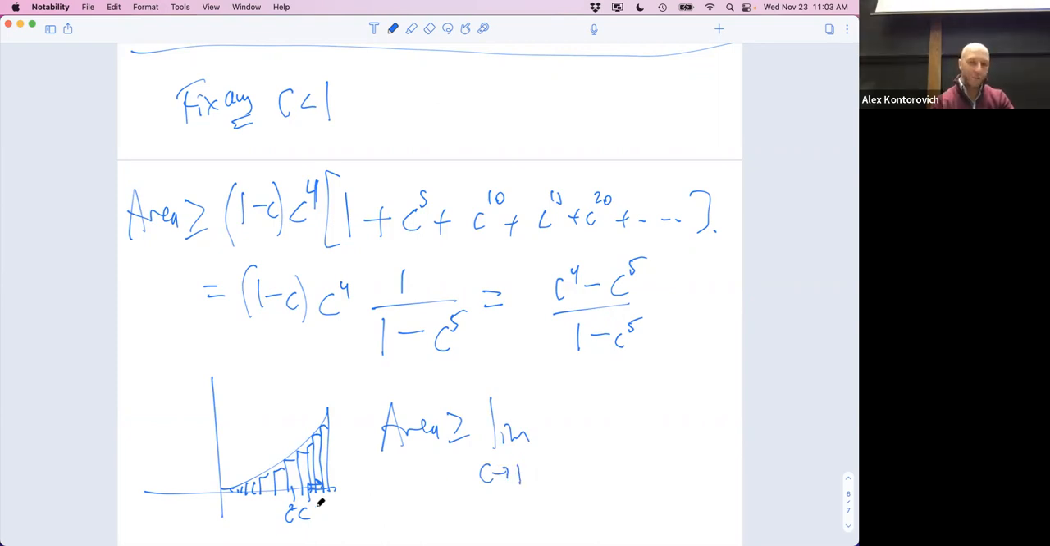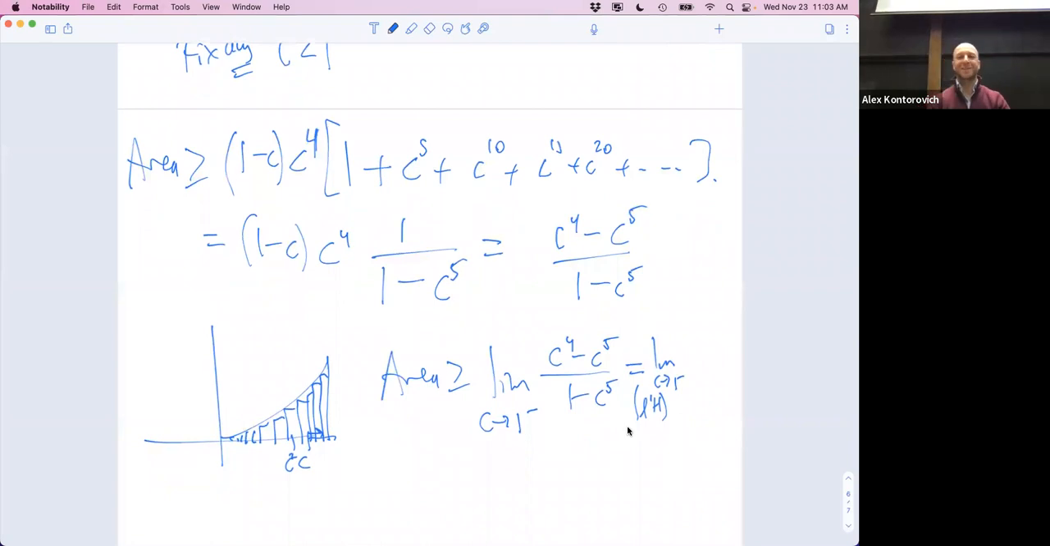So the area is at least, this is true for any value of c, the limit as c goes to 1 from below of this expression, c to the 4th minus c to the 5th over 1 minus c to the 5th. Oh, that's 0 over 0. We can use L'Hopital if we like. You don't actually need L'Hopital, but it's an excuse to do it, to remind you of it.